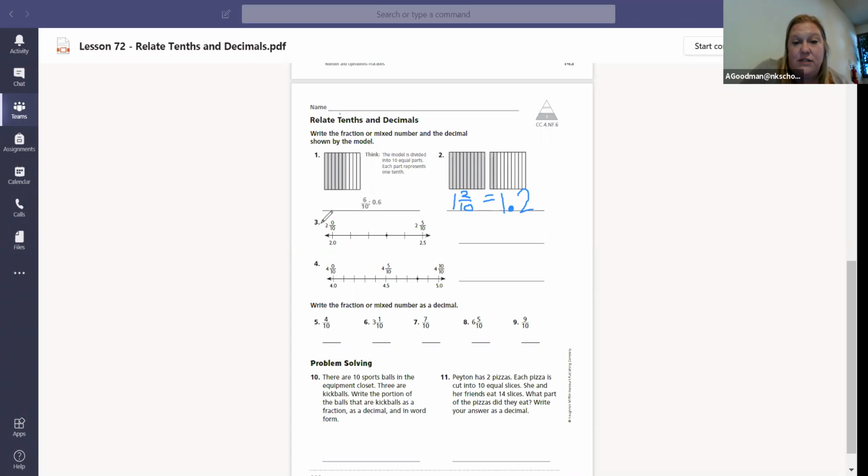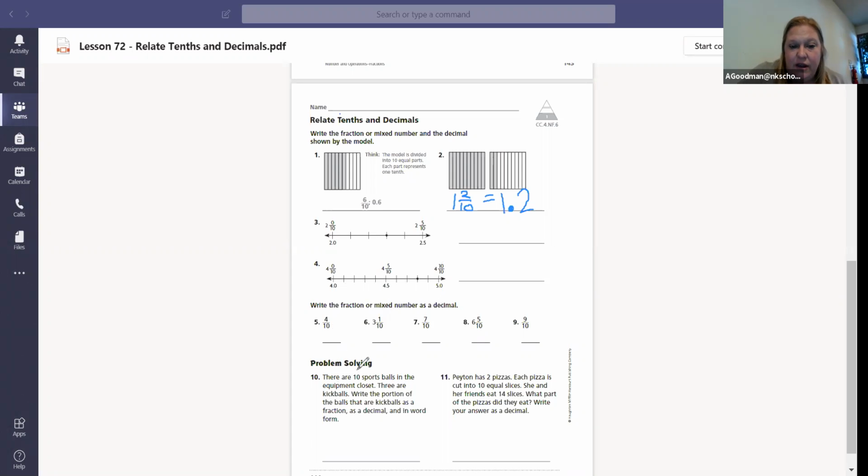All right, going on to number 3. Again, this is just like the other side, so I'm going to let you do it on your own. And then write the fraction or mixed number as a decimal. I think you can do that also. Remember, we did this yesterday, or the lesson we just did before, with tenths. We aren't even doing hundredths in this. We're just doing tenths.